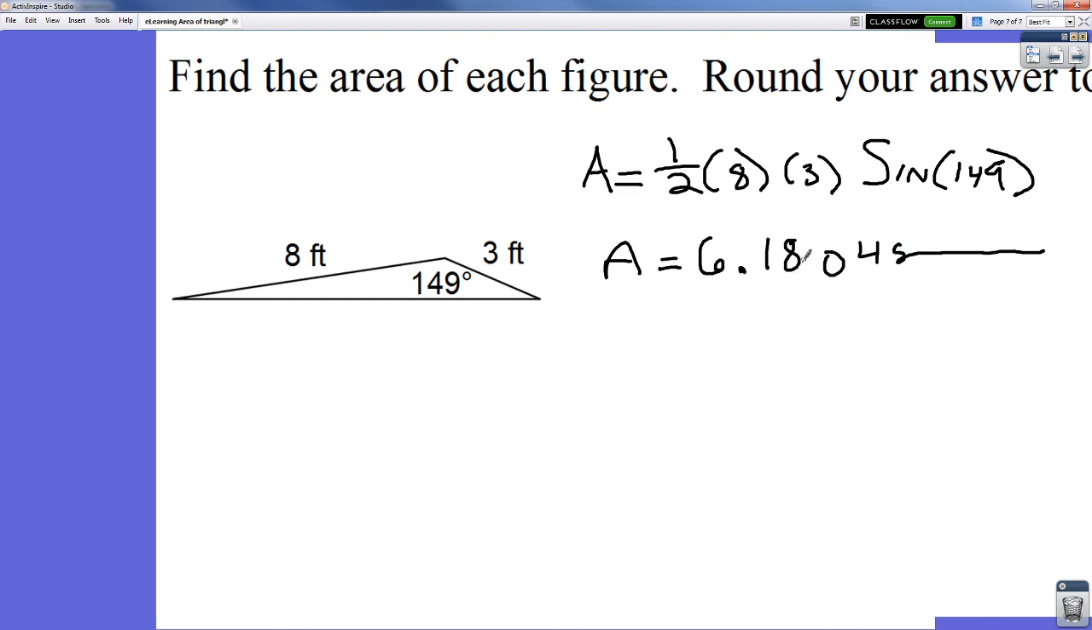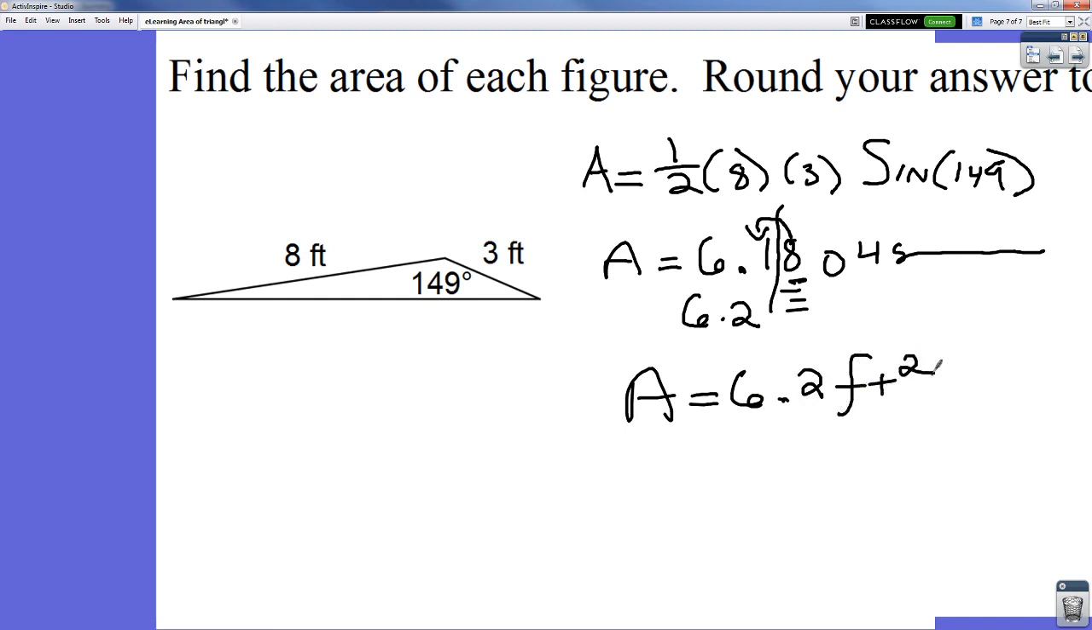6.1845, and so on. We only need to the nearest tenth, so we're most concerned with this hundredths place. That 8 rounds this 1 up to a 2. And so our final answer here is in feet squared, right? 6.2 feet squared, because the units are feet, and so the area is in feet squared.